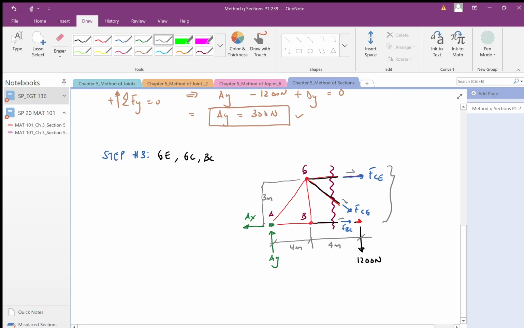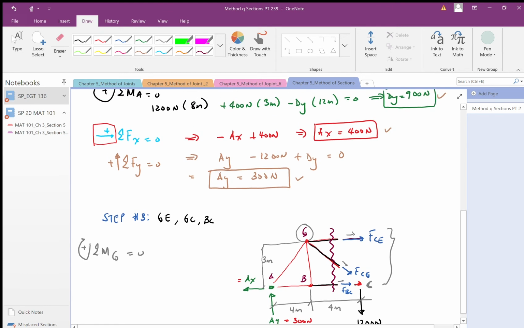Again, this is still point C. Okay, that's still point C. Now what I'm going to do is take the moment about point G. This is point G right here. When I do that, I'm going to have my AY still 300 newtons, and my AX still 400 newtons.